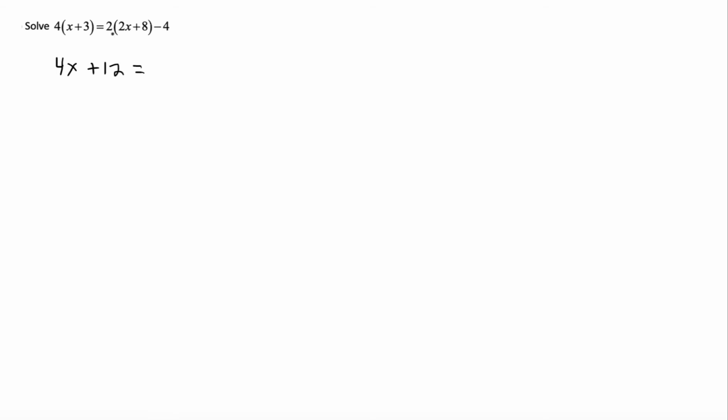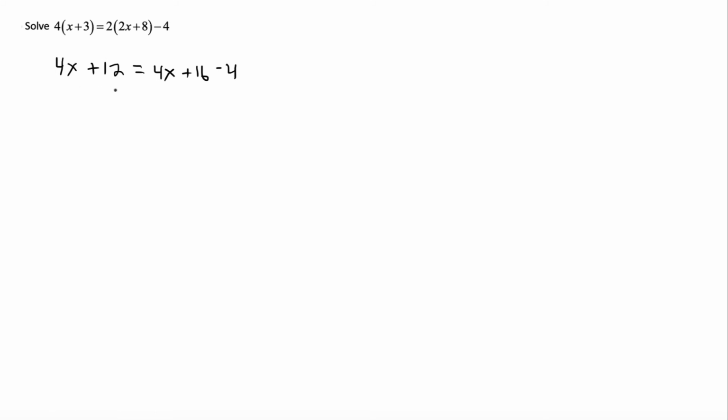On the right side, we notice that we have parentheses here, and there's a 2 in front. So we want to distribute the 2. 2 times 2x gives us 4x, and 2 times 8 gives us 16, and we still have the minus 4 here. So we've done the first step, which is essentially getting rid of all the parentheses by distributing through. Now we want to simplify each side as much as we can.